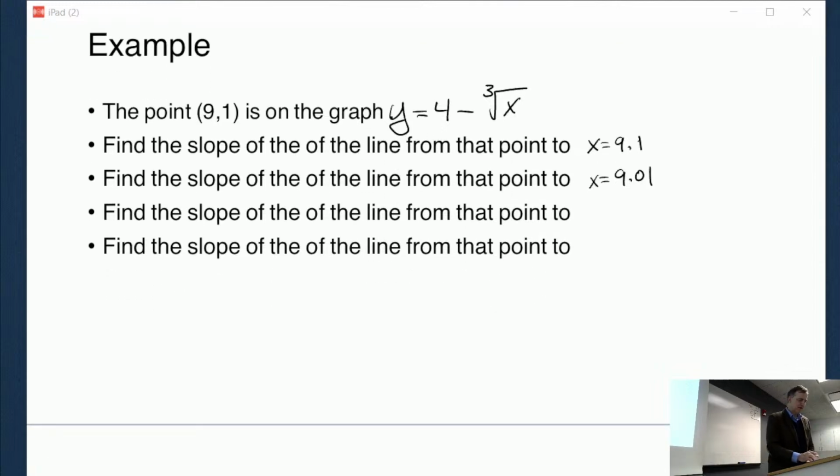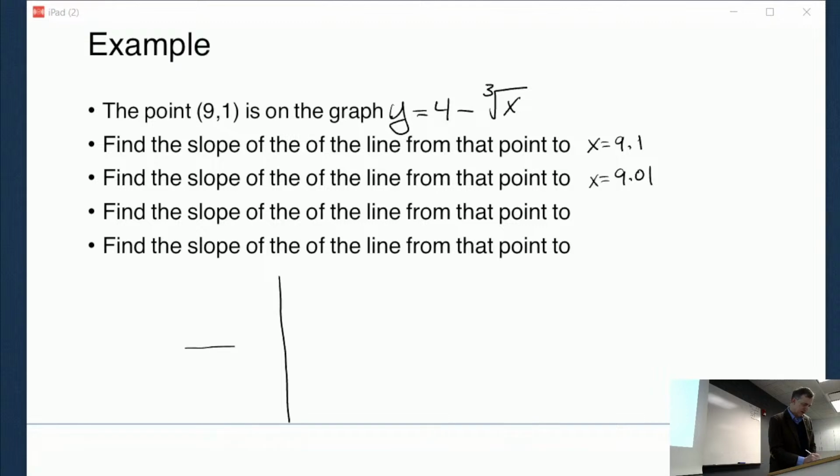Okay, so what this is referring to is this: you can imagine taking this graph. I can graph this. Let me go ahead and graph it for you. 4 minus the cube root of x looks something like this. This is the point 9, 1.